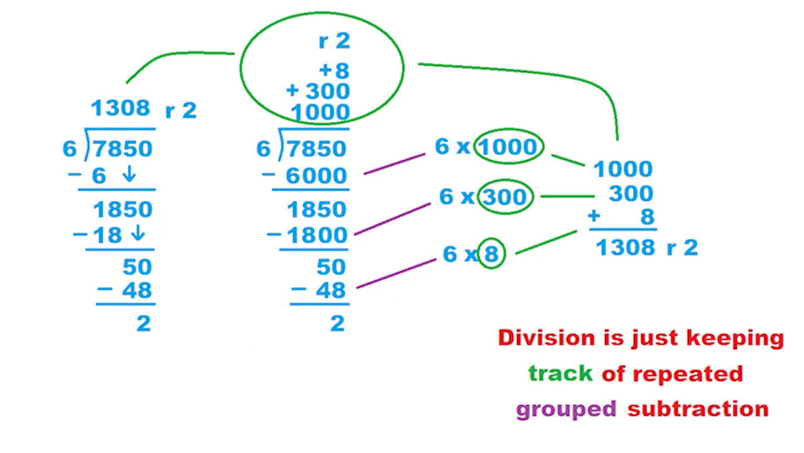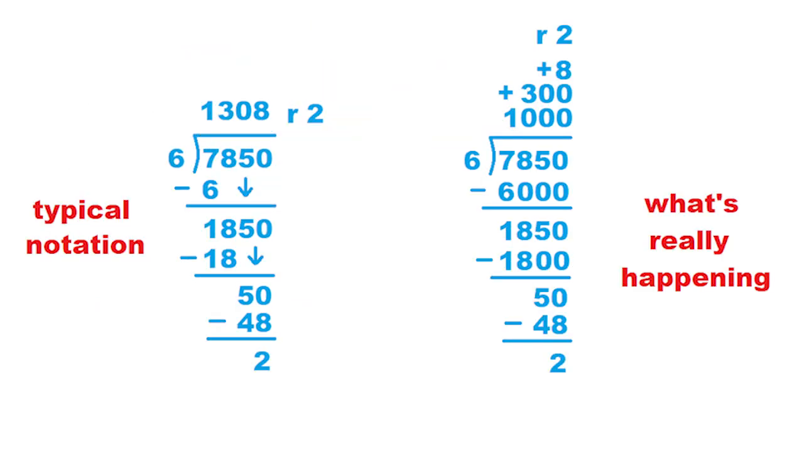In this example, you see how when you subtract 6, you're really subtracting 1,000 groups of 6 at once, then 300 groups, then finally 8 groups. We keep track of how many groups of 6 we used at the top of the division sign, and we do the actual subtraction of the groups below, exhausting what's left until we can't subtract any further. The typical division notation we use leaves out these details, so we don't have to write so darn much with each problem.